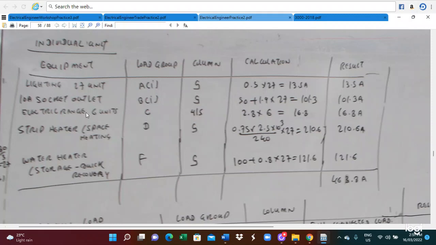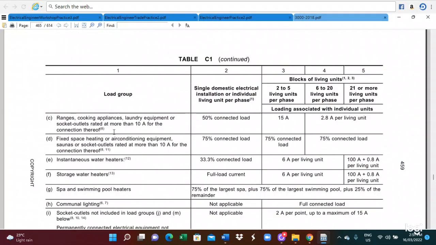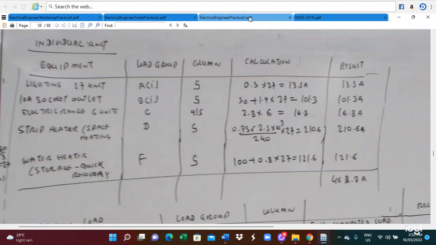And also the electric range. The electric range is included in the 6 units. So the electric range is 6 units. In this case, the electric range is load group C. Looking at the table, column 4 is 6 to 20, so in this case only 6 units have the electric range and we use column 4: 2.8 ampere per living unit. So 2.8 multiplied by 6, we calculate that. Here we substitute 2.8 multiplied by 6, and we get 16.8 ampere.